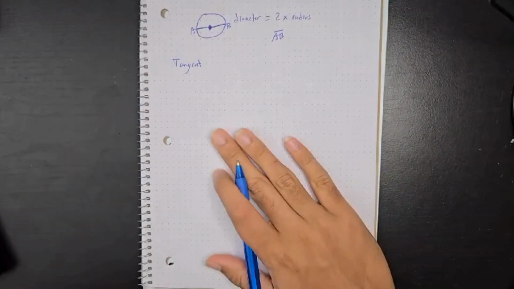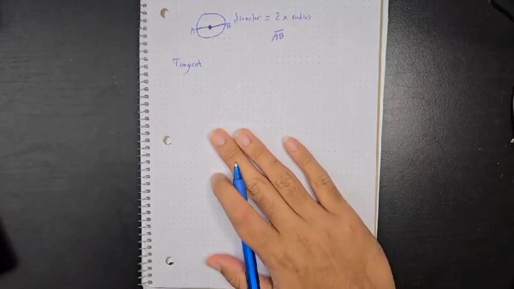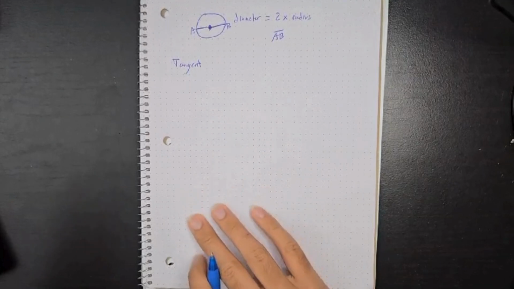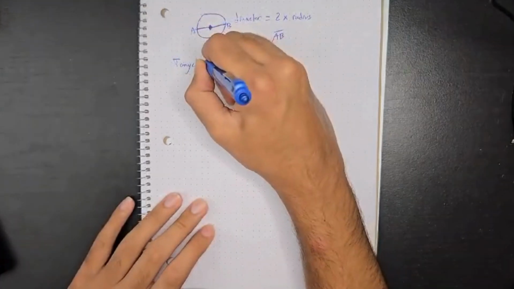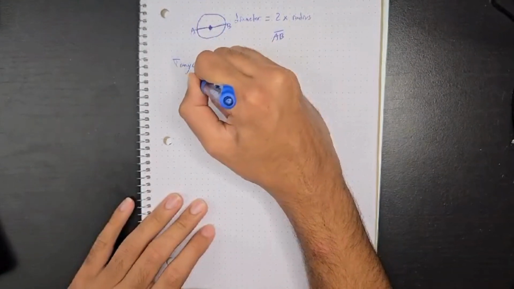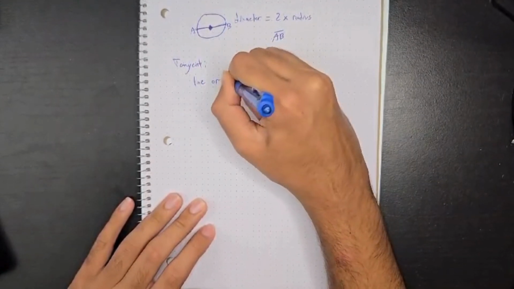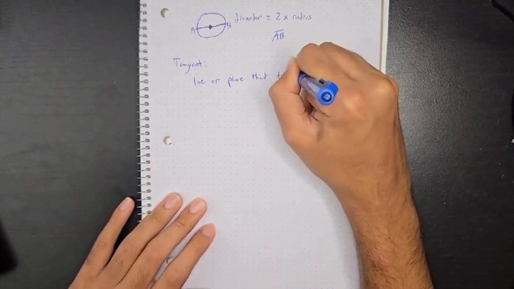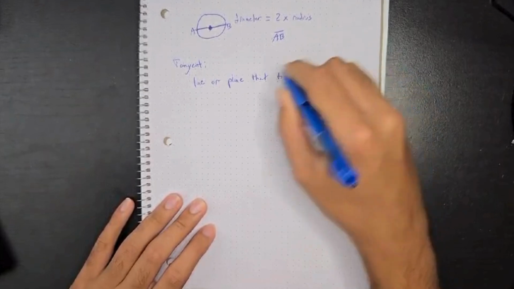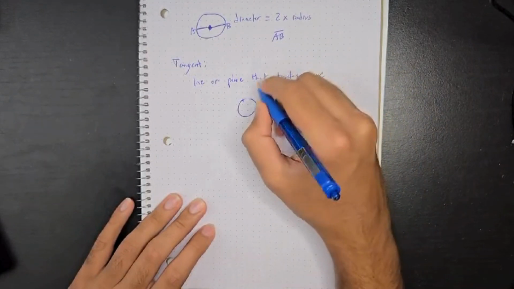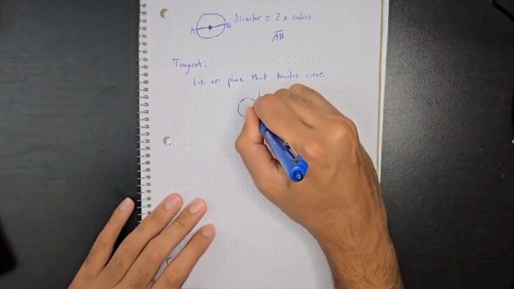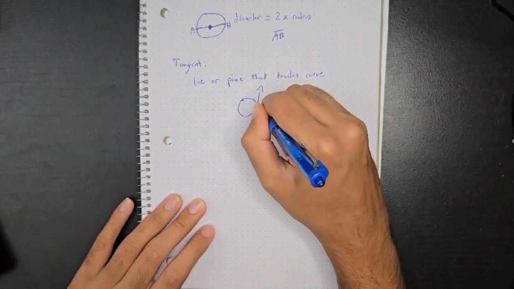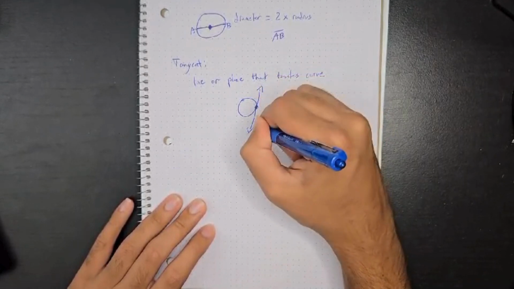So tangent is also known as a straight line or plane that touches the surface of a curve. One exception of the tangent line is that it only touches once. If you see right here, this is a tangent line.